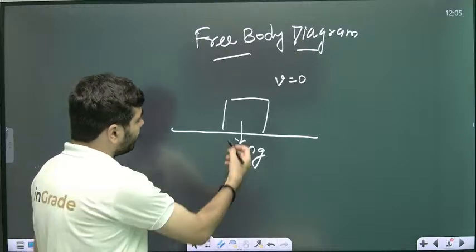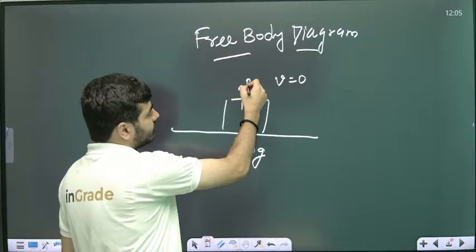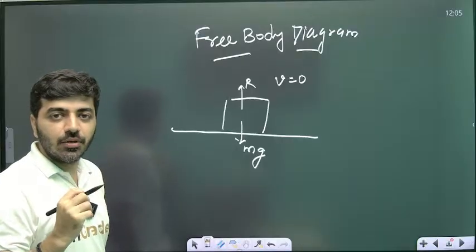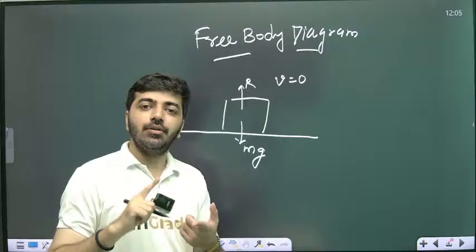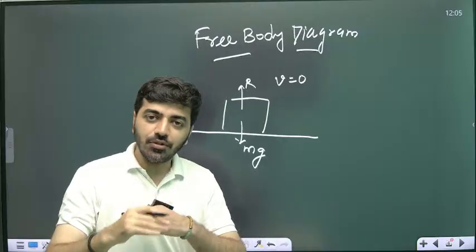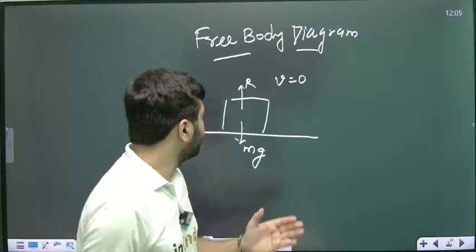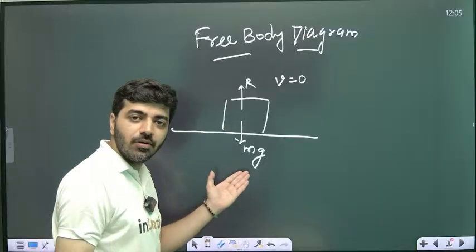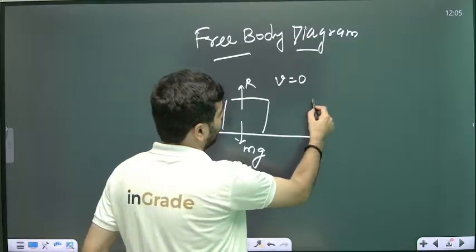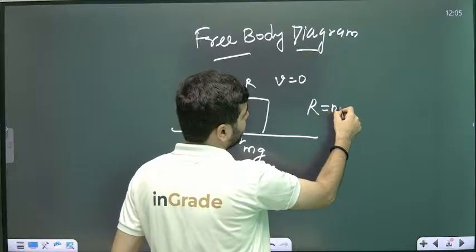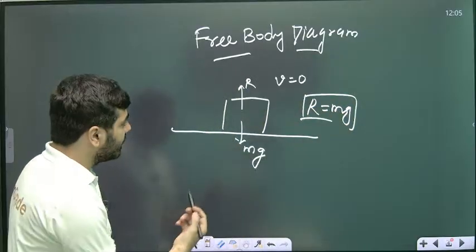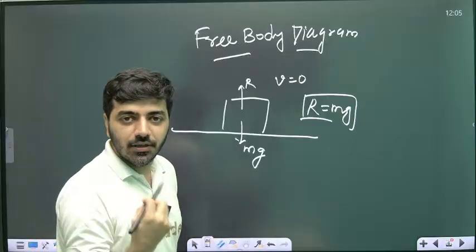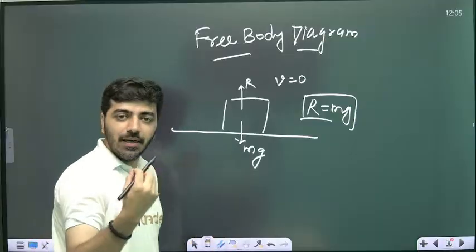Then the reaction force will be simply R. Now I told you in the classes on motion that because of Newton's law, all forces are balanced. It means the reaction force will be equal to the weight of that body. R is simply mg, because the object is not in motion. If the object is moving with velocity v, then there will be an acceleration.